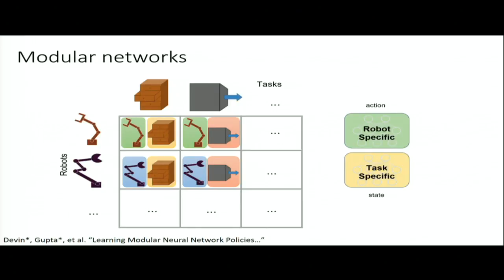Okay, so that's the basic idea behind modular networks. Does anybody have any questions about this? Yes? Do you train them simultaneously, or do you train one and then the next and then the next? So in this particular work, they're all trained simultaneously. So the setup is that there is, let's say, a number of training settings.